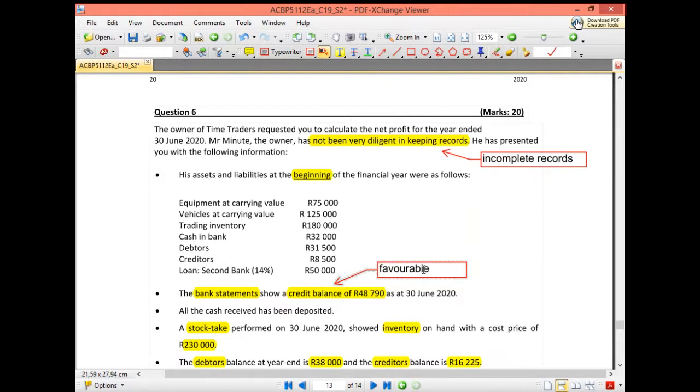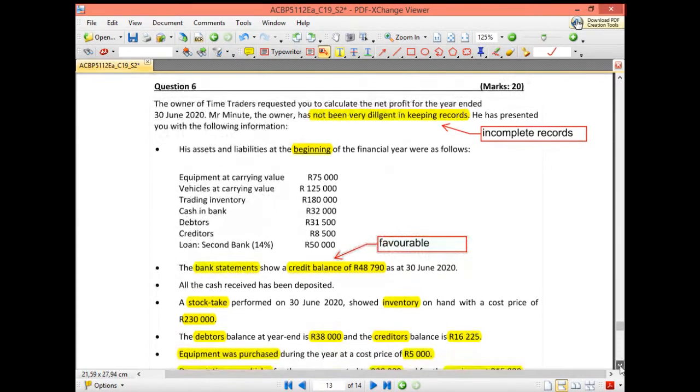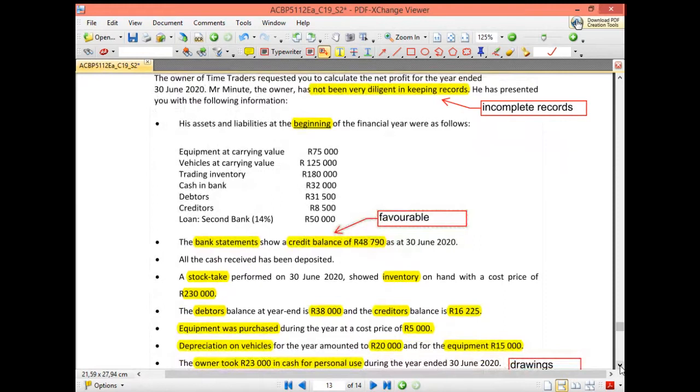If they tell you it's a bank account credit balance, then it would have been unfavorable. So you need to read carefully: is it the bank's document that you're looking at, or is it your physical general ledger? Now, because it's incomplete, we generally use the bank statement. So a credit balance on a bank statement is positive for the business. If it's a debit balance on the bank statement, it is a negative or unfavorable balance for the business. Then they tell you all cash received has been deposited, so we don't have any cash on hand that needs to be taken into account.